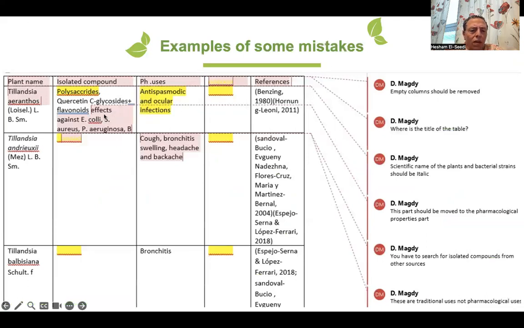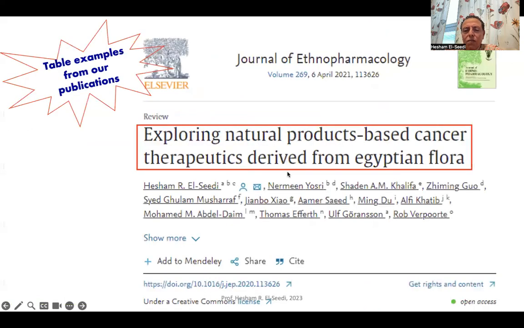Number 3, here they wrote the effect on E. coli. This is not a compound, this is pharmacological activity. So it is not the right column. In contradiction, here is pharmacological uses. But if you look at pharmacological uses like cough, for example, this is traditional use in traditional medicine. So it is not appropriate, right? So here is an empty column that must be removed. And here are the references which we have mentioned.